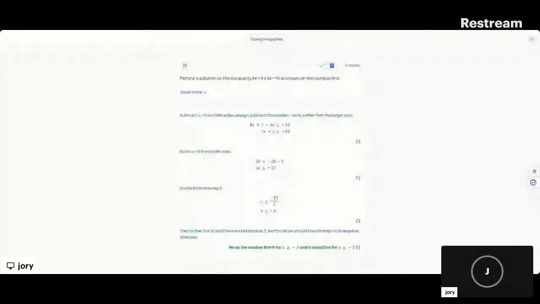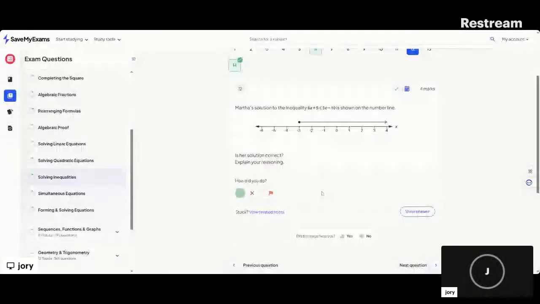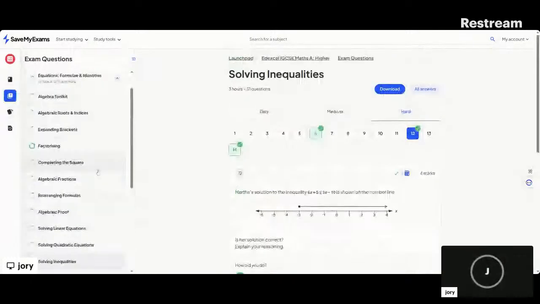Okay, so the marks, there's first mark, I just skipped. Okay. Please write the steps. No, the number line is for x greater than, and it should be x less than. Okay. That's done. I did a lot of this first one.